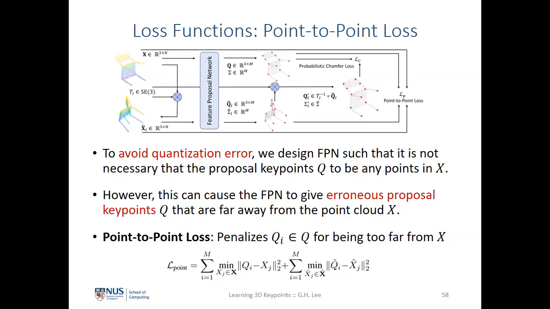And therefore, we say that let's not constrain the feature proposal network. We'll just let it output any point in the 3D space. But if you just do this, then that 3D point might be very far off. It might be floating away. So we enforce the point-to-point loss. That means that whatever we output, the chamfer distance to the closest point should be minimized. We don't force the output to be one of the points in the point cloud, but we force it to be close to the point cloud itself.